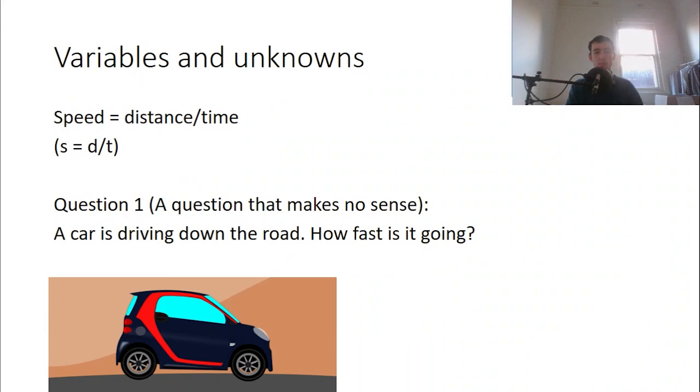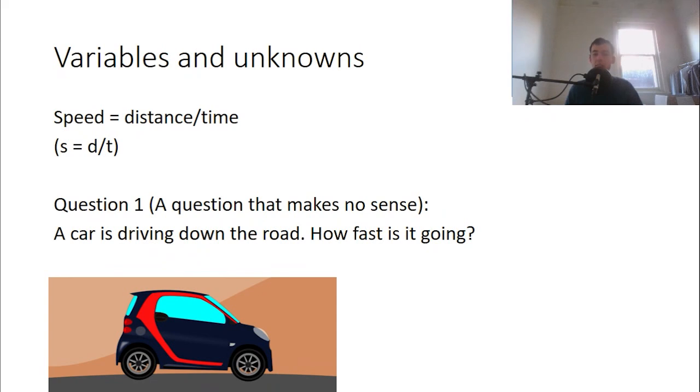Okay. Now, another thing you need to know is the difference between variables and unknowns. We've talked about this before, but we need to talk about this again because it's very relevant to what we're doing. So I'm going to ask you a question that makes no sense. A car is driving down the road. How fast is it going?